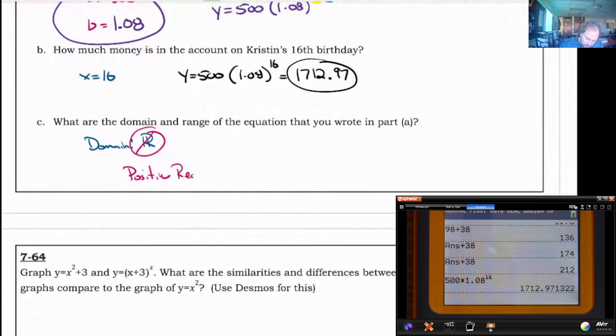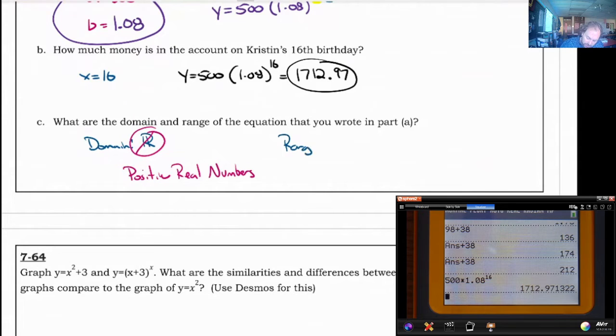Positive real numbers. Because you can't go negative in this world. You put the money in, $500 goes in the account, X is the number of years, that's always got to be a positive number. The range is also positive numbers.